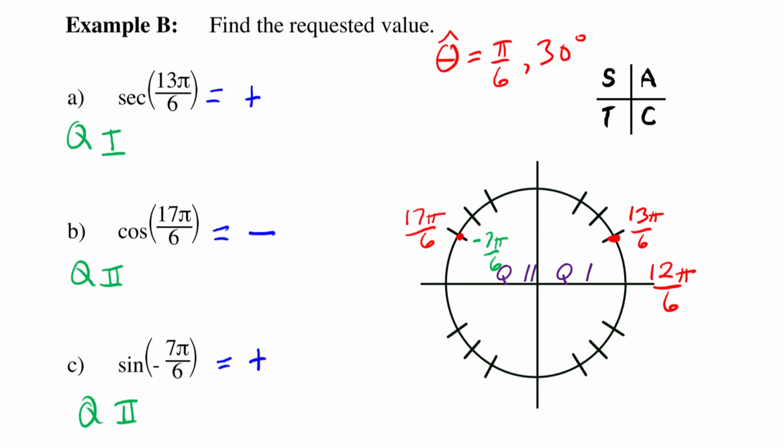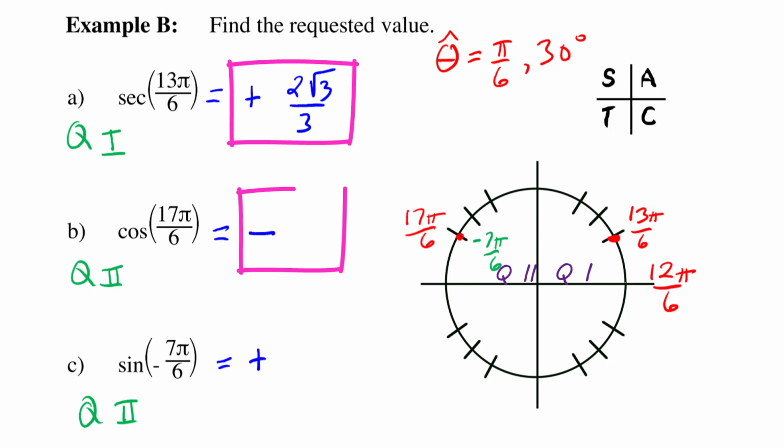Now, I'm not going to refer back to the unit chart specifically in this video, but I have it in front of me. We see that the secant at pi over 6 is 2 radical 3 over 3. So we get positive 2 radical 3 over 3. The cosine at pi over 6 is radical 3 over 2. But it's negative radical 3 over 2. And the sine at pi over 6 is 1/2. So we get positive 1/2.